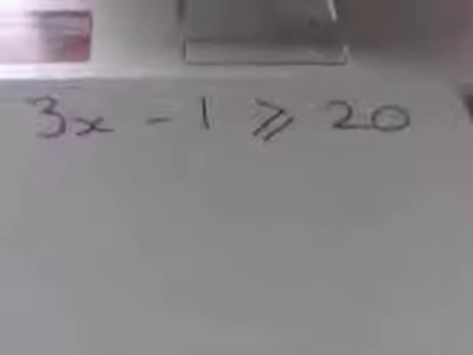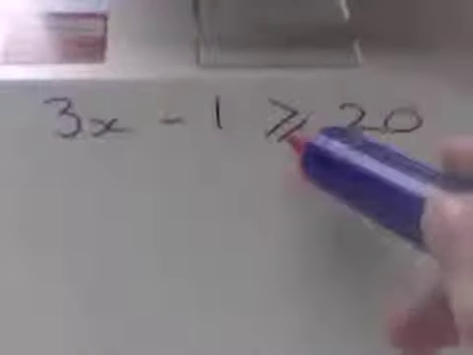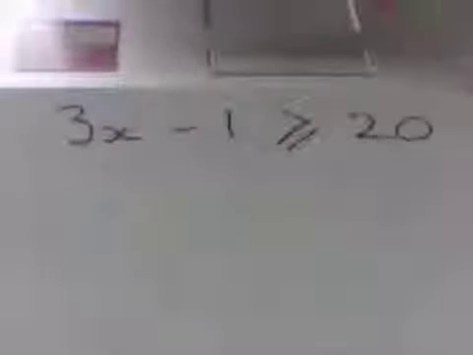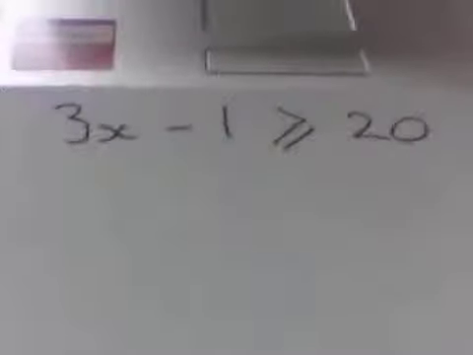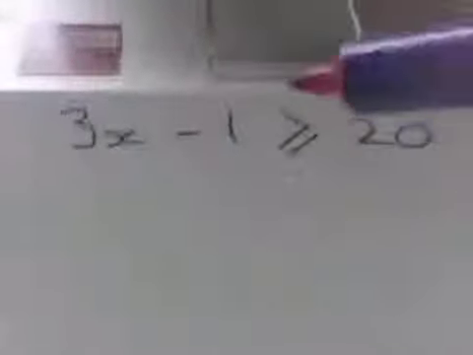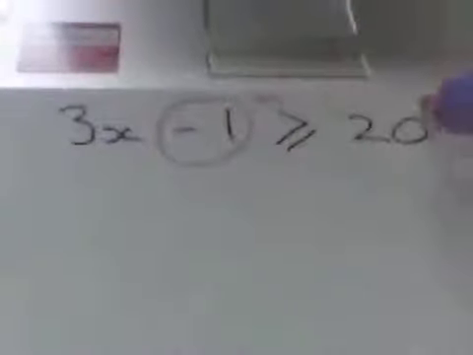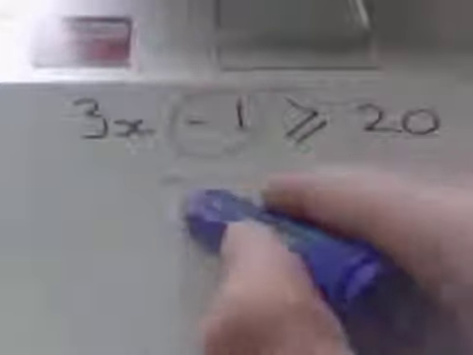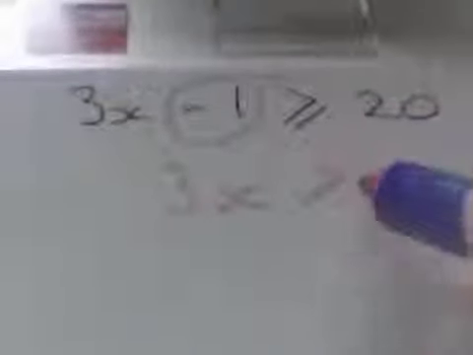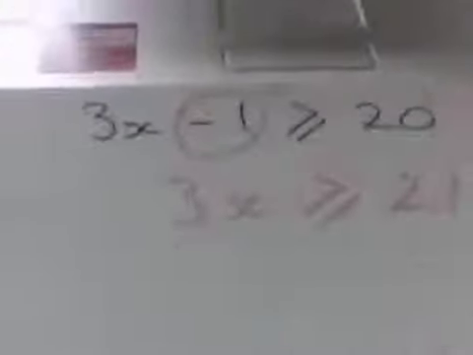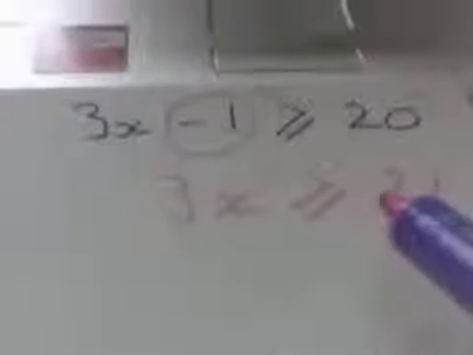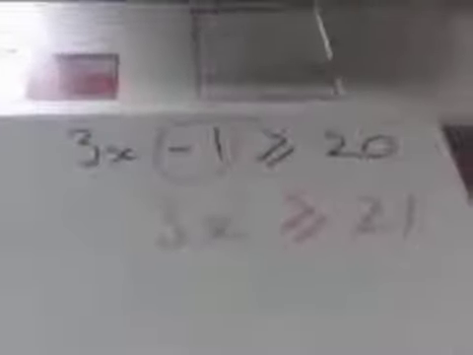Some bonus material on inequalities. If you see this symbol, greater than or equal to, if you're asked to solve it, just start to treat it as though it's an equation. So my first step here would be to add 1 to both sides. So 3x is greater than or equal to 21, and if that was an equal sign, your next step would obviously be to divide by 3.